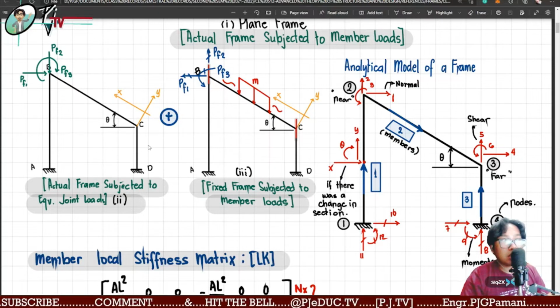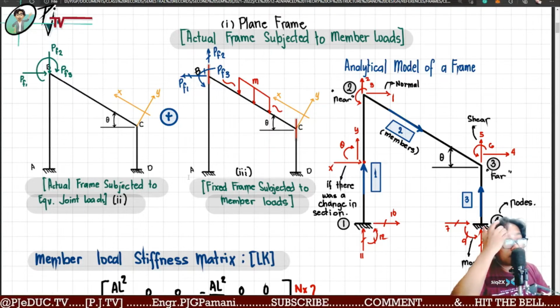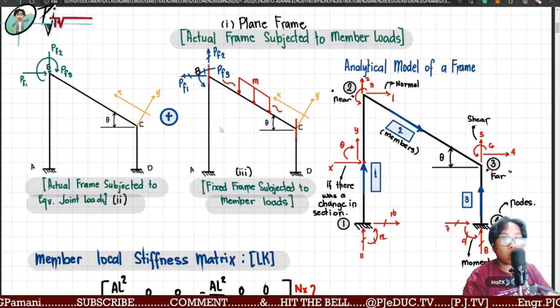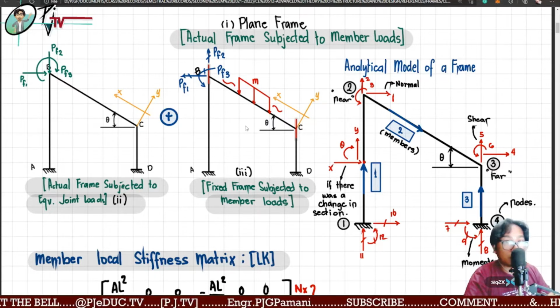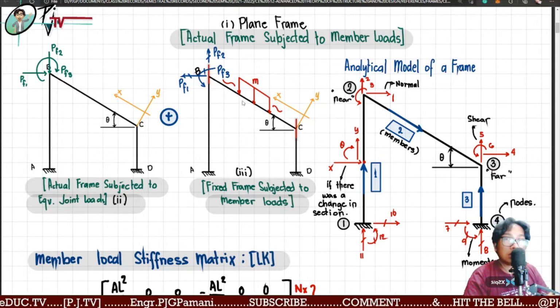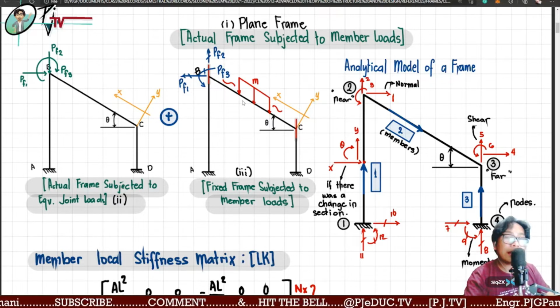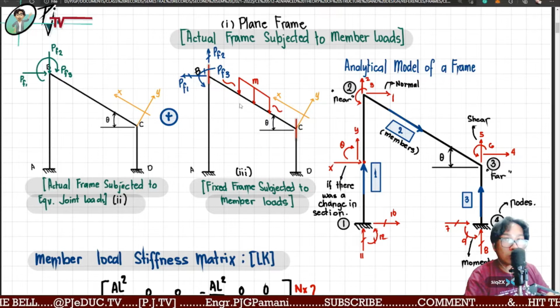After identifying whether a frame is subjected to a member load or a joint load, we can then identify the fixed frame subjected to member loads, or the effect of a load within a member on its particular joint connections. As we assess and analyze a particular frame member, we'll always analyze them individually as a member fixedly supported at both ends.